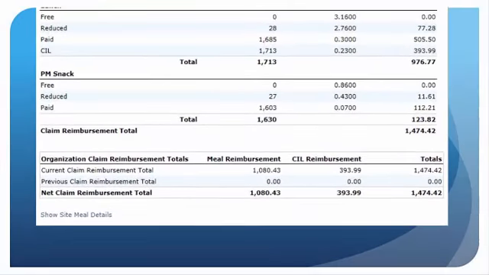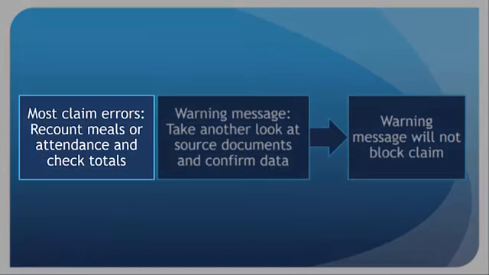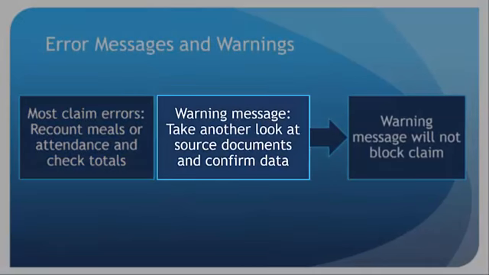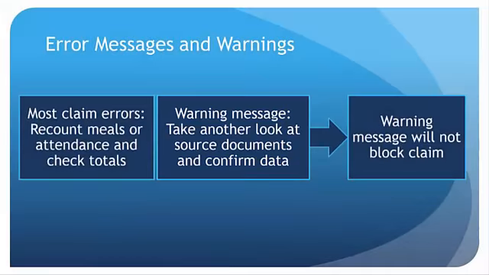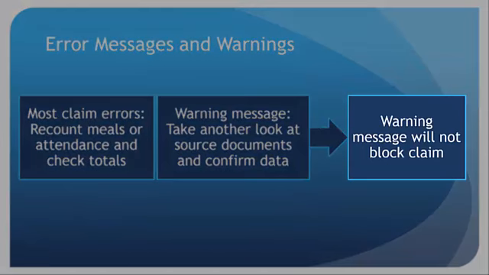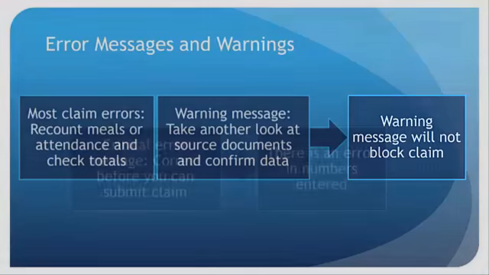Center sponsors can click Show Site Meal Details for a breakdown by site. For most meal claim errors, you will need to recount your meals or attendance and check totals. A warning message means you need to take another look at the source documents and confirm the data entered. Edit checks are built into the Iowa C&P to ensure questionable meal counts are verified. A warning message will not block the claim from being submitted or paid.